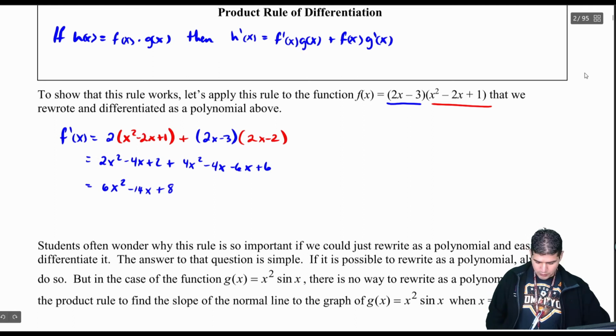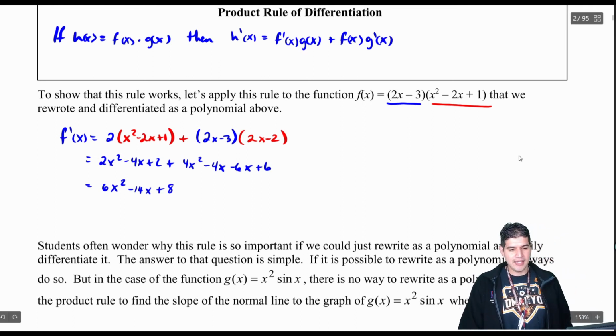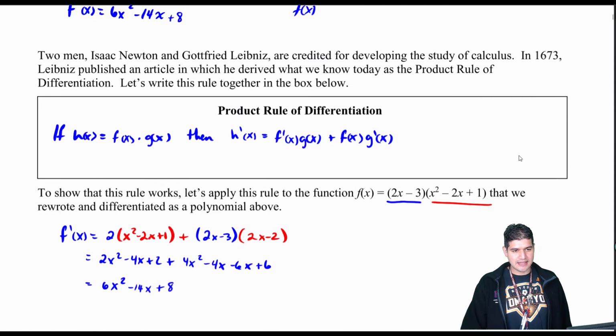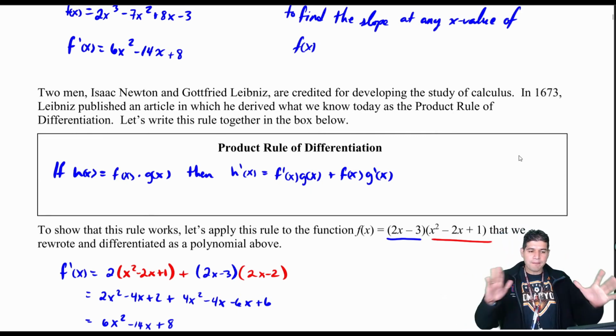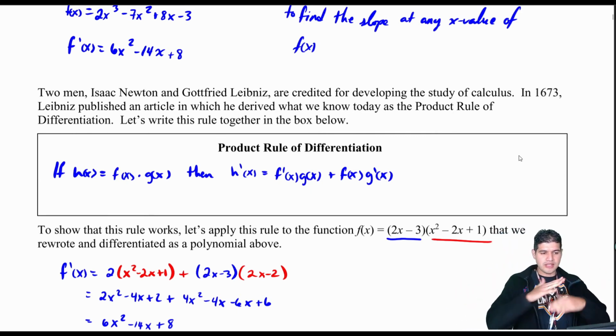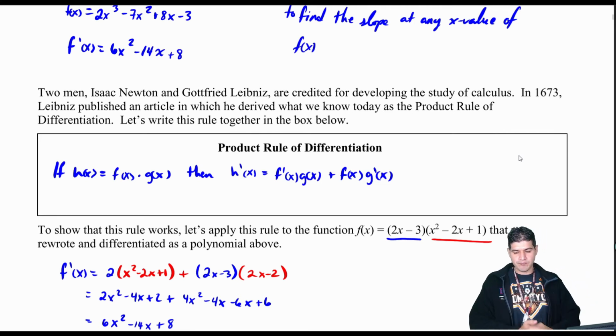And at this point, we're going to go up and compare that to what we just had. 6x squared minus 14x plus 8. Is that what we had a second ago? 6x squared minus 14x plus 8. So that proves that using this product rule, we're able to get to the same solution.